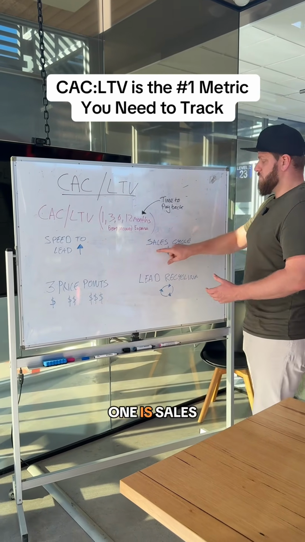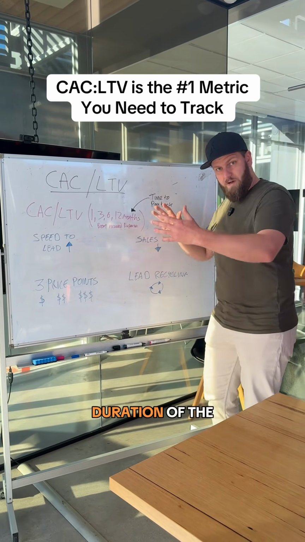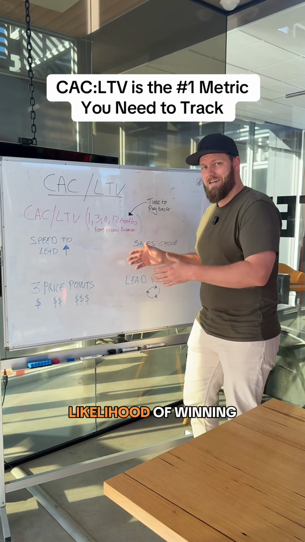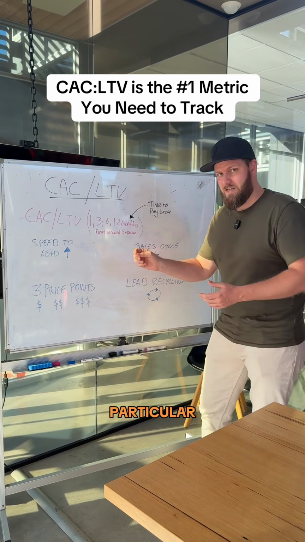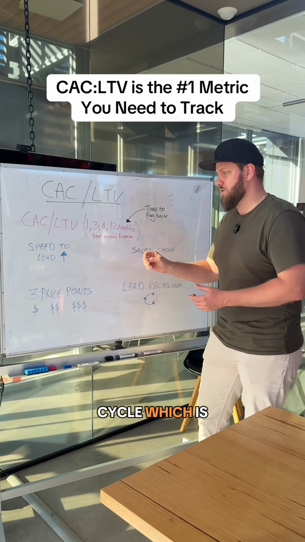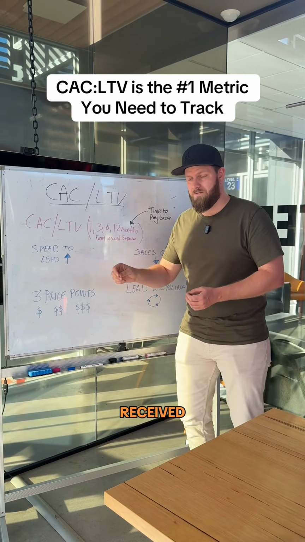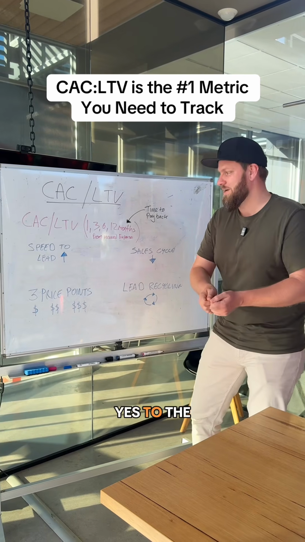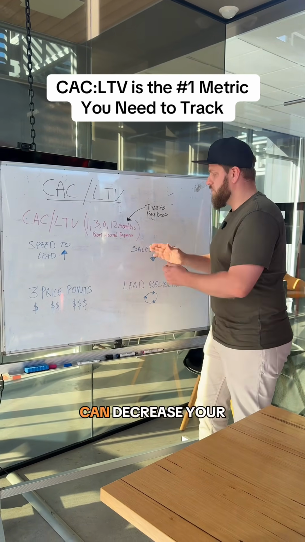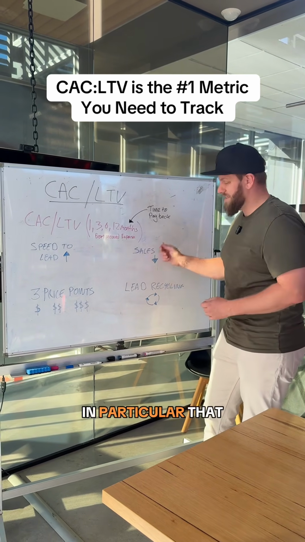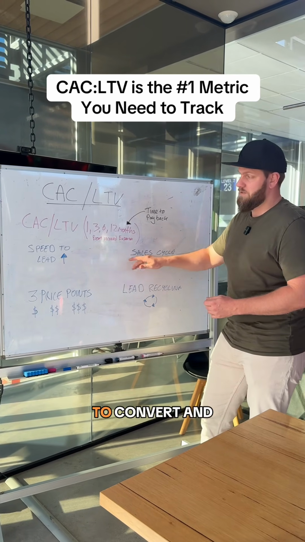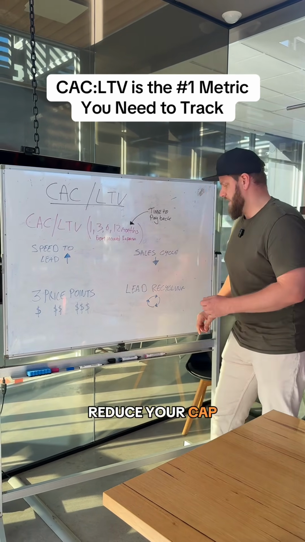Now, the next one is sales cycle. So the duration of the sales cycle. The longer the sales cycle goes, the lower the likelihood of winning a client. In particular, one particular stage of the sales cycle, which is time to quote received. The quicker you can get something they can say yes to, the more likely you are to convert. So if you can decrease your sales cycle, in particular, that point where they have an option to say yes, you're going to increase your likelihood to convert and reduce your CAC to LTV.